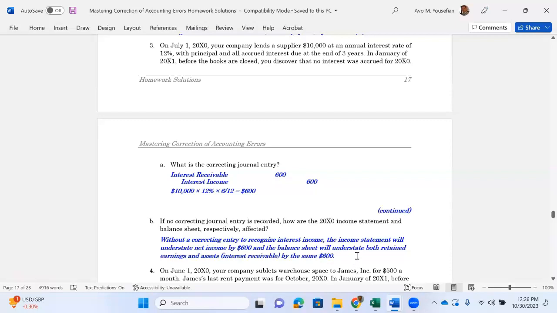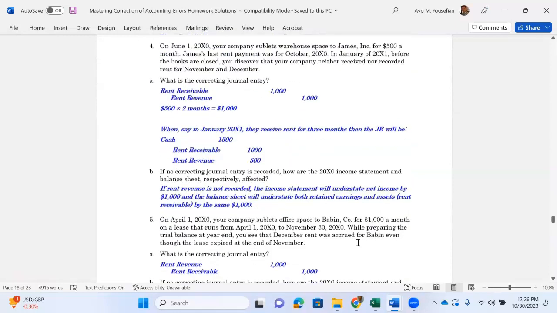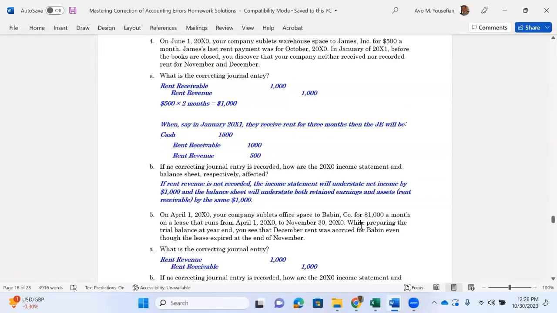Very good. Let's move to problem 4. On January 1st of 2020, your company sublets a warehouse space to James for $500 a month. James' last rent payment was for October 2020. So up to October, we got everything, no problem.